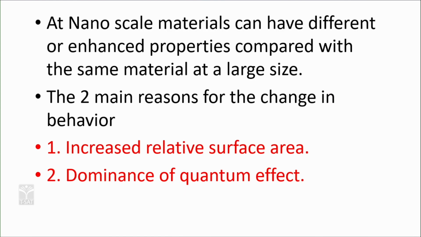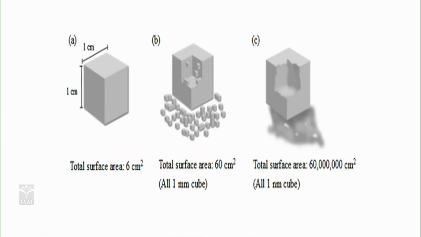This nano impact is because of two factors. One is increased relative surface area. The second is dominance of quantum effect. These are the two factors which are responsible for nano impact. So, what do you mean by this? Increase in the relative surface area and dominance of quantum effect. These are the two factors responsible for nanotechnology. So, let us examine them.